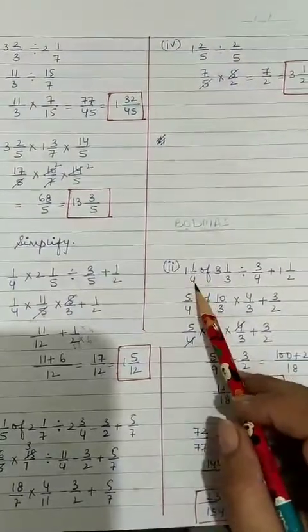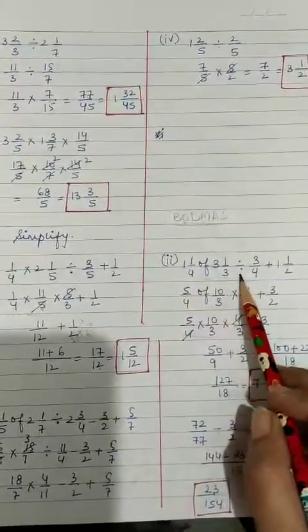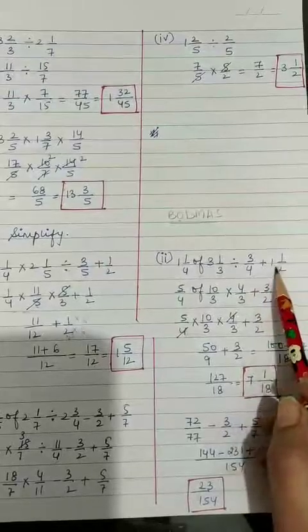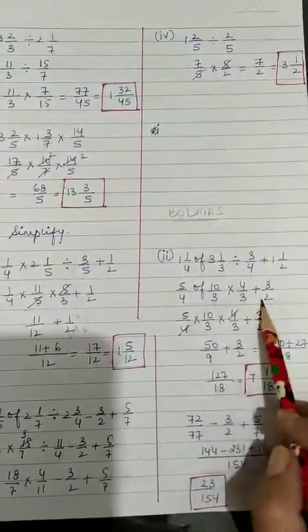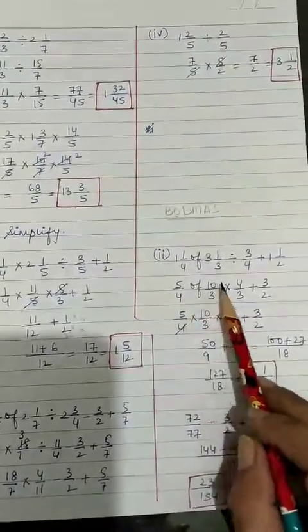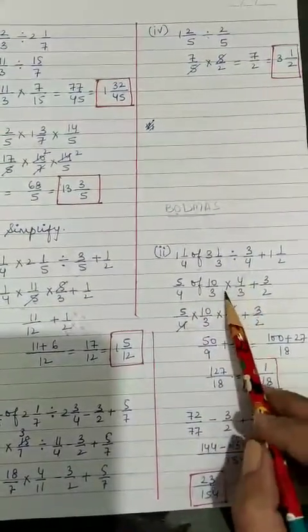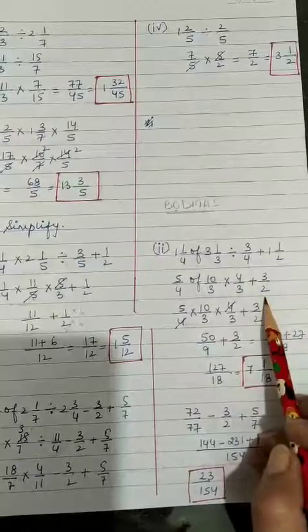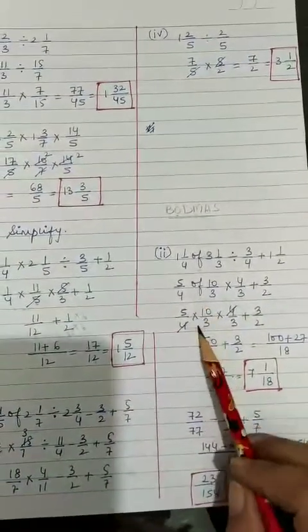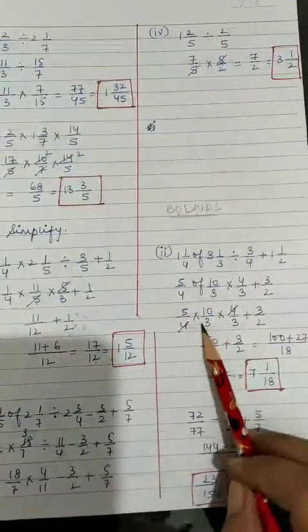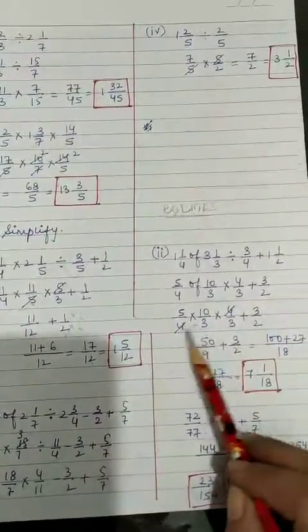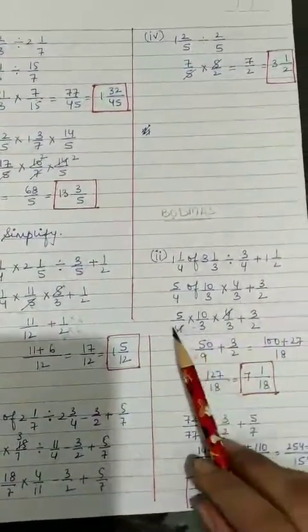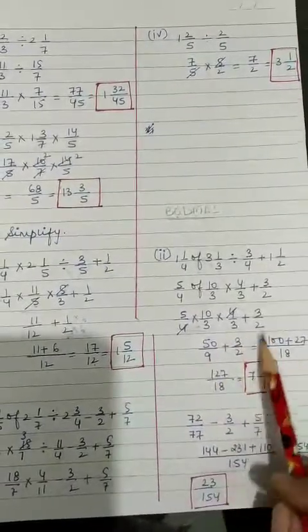Second is 1 1 by 4 of 3 1 by 3 divided by 3 by 4 plus 1 1 by 2. So here change all of them into improper fractions, and 5 by 4 of 10 by 3 divided by 3 by 4 plus 3 by 2. So of means multiply only. 5 by 4 multiply 10 by 3 multiply 4 by 3 plus 3 by 2. Cancel the terms. 50 by 9 plus 3 by 2.